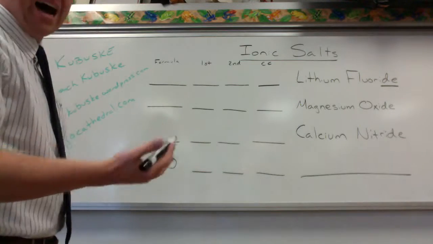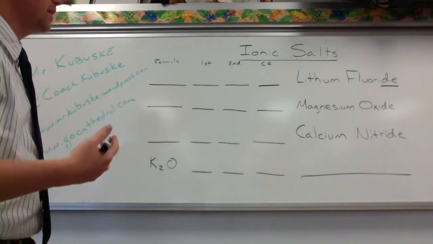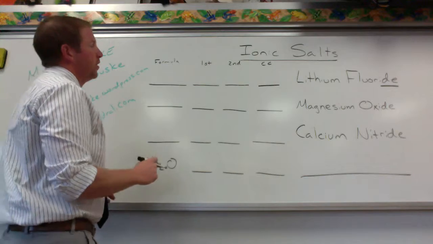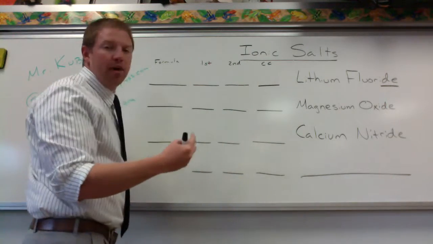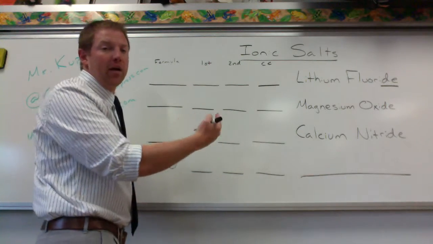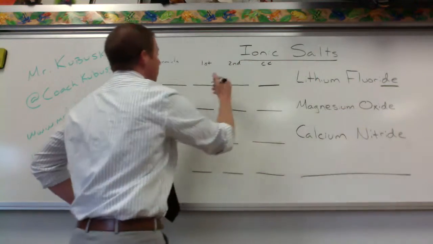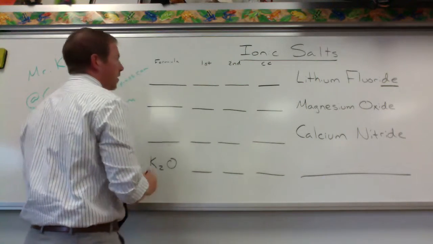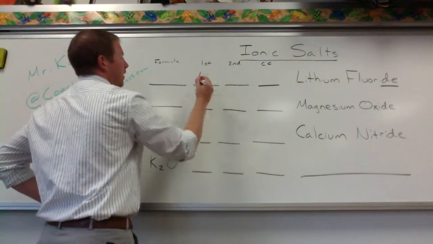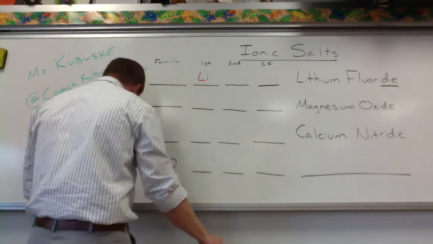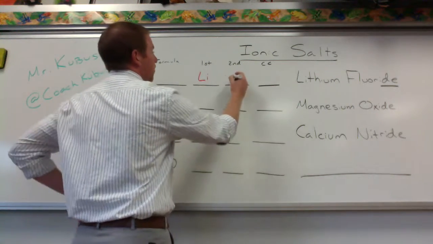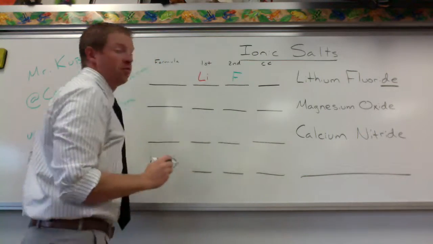Now, how do I write those formulas, though? What exactly does that mean? Well, here's how you do that. The first thing we need to do is break it apart. We're going to separate the metal and the non-metal, the two different elements here. So I've got lithium as my first one. And let me change colors so you can see. Lithium is my first one, and then fluoride is my second. So I'm going to change those colors and make those different. So Li and F, those are my two.